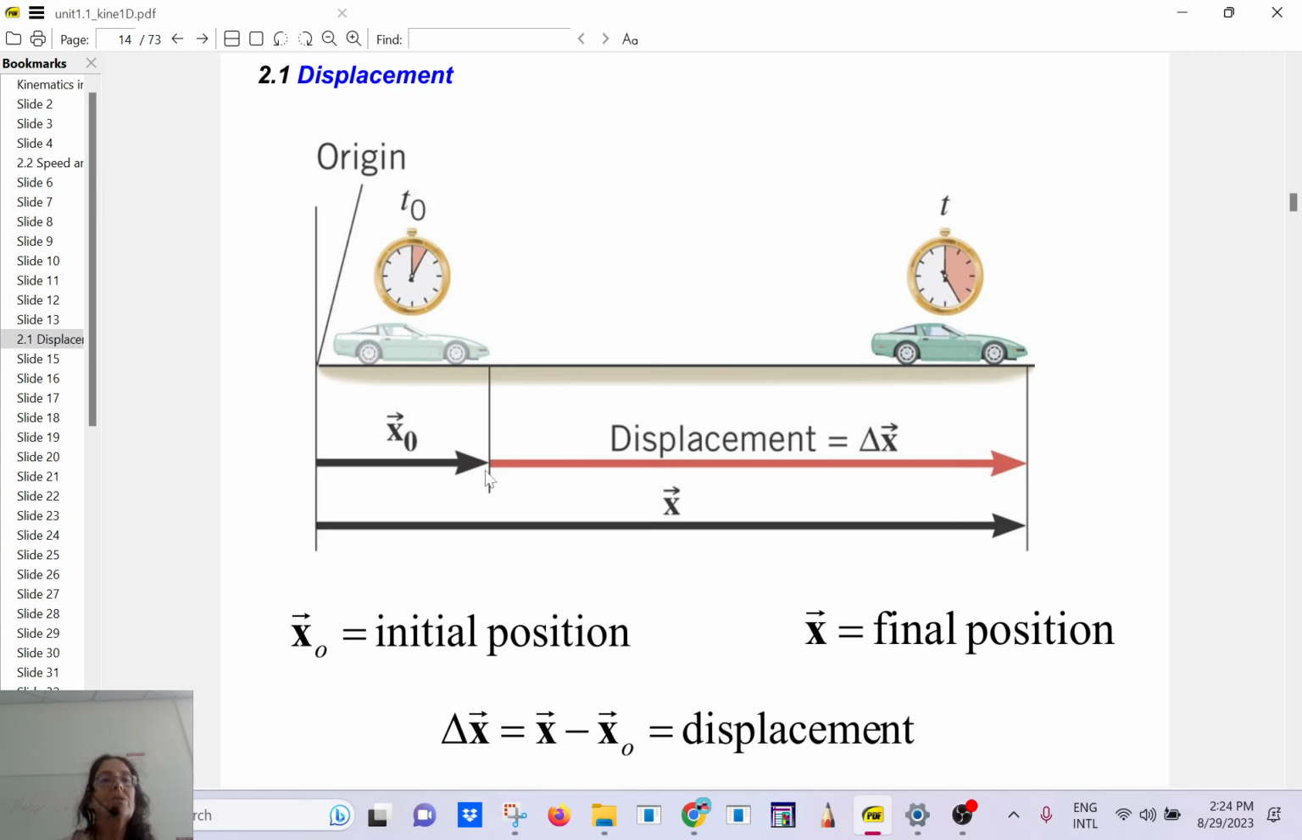That will be your initial position on the number line. That will be the final position on the number line. When you connect them together with an arrow, that will be your displacement. And between here and there, that will be the time elapsed.